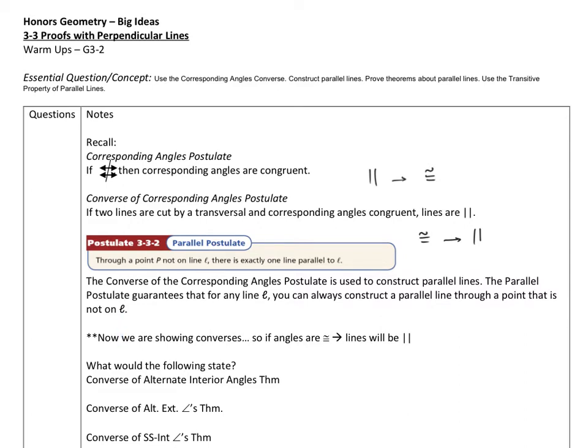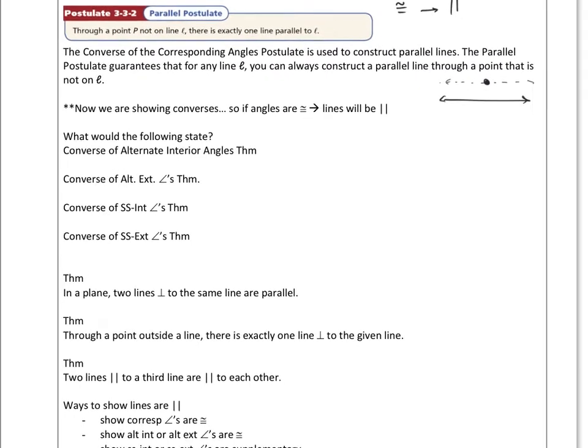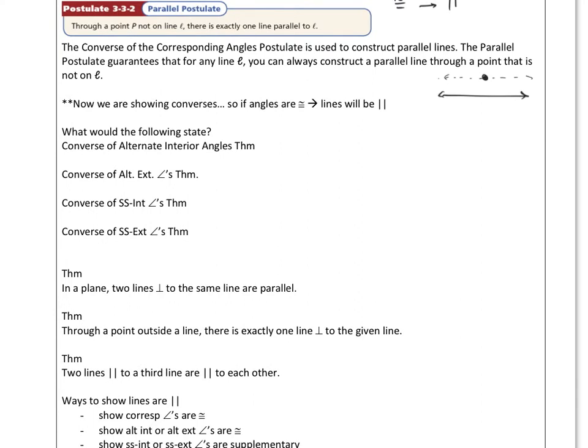So basically this construction is you've got some sort of line here, and you've got a point not on the line, and you're drawing a line parallel to it, right? That's how we're going to do parallel lines, and we will use corresponding angles to help us do that. Okay, so let's shift this up. And now here's the converse of all the other ones.